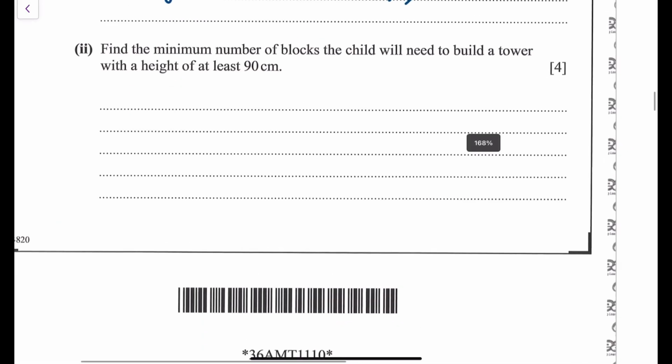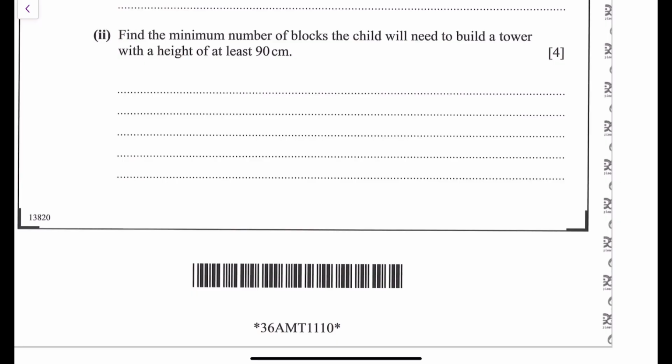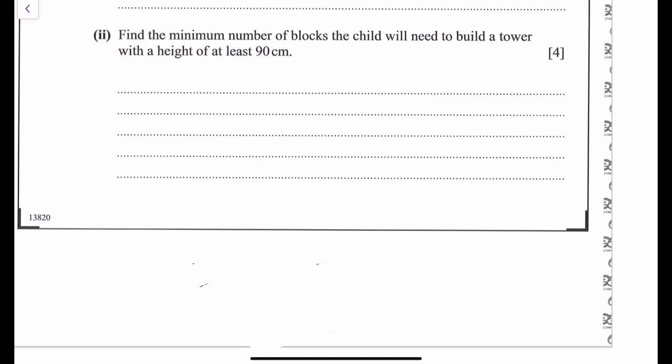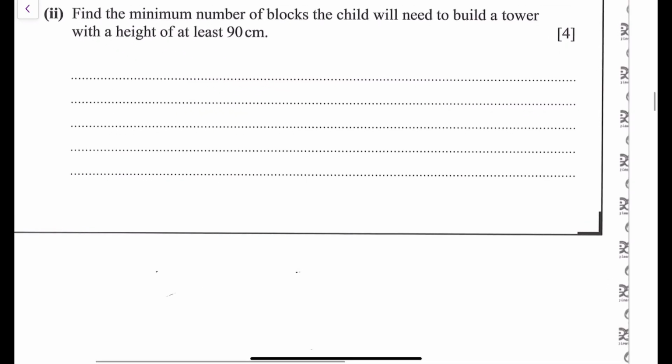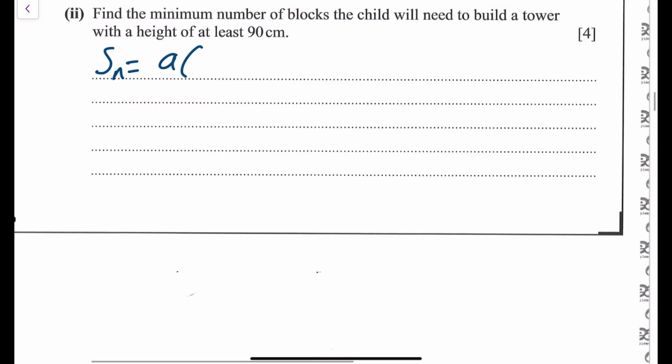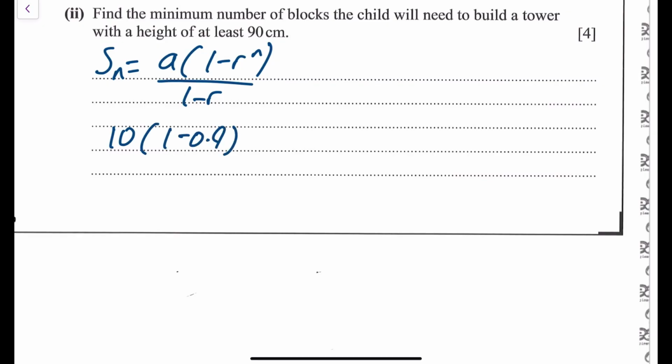Next one says, I might be able to squeeze this in this wee bit here so we can see it. It says you've got to find the minimum number of blocks the child will need to build a tower with a height of at least 90 centimetres. So we're using our Sn formula. Let's just write down what that was. We were given that earlier on. That's a times 1 minus r to the power of n, over 1 minus r. And if we put in our values, 10 times 1 minus 0.9 to the power of n, all over 1 minus 0.9, we want that to be greater than 90 centimetres.